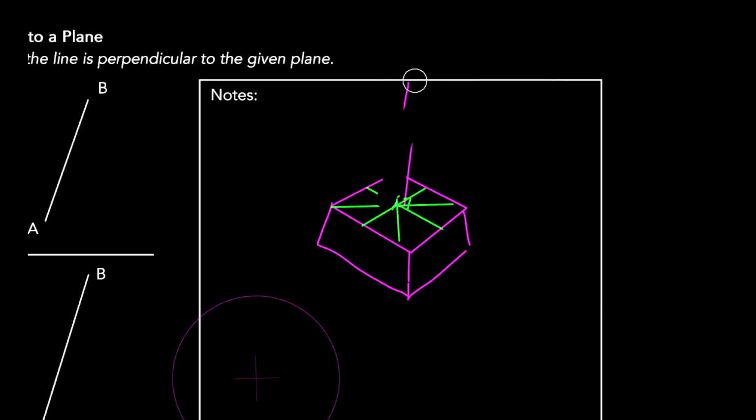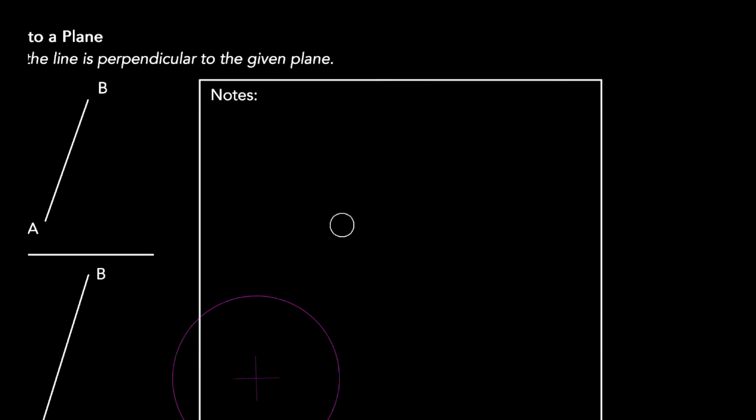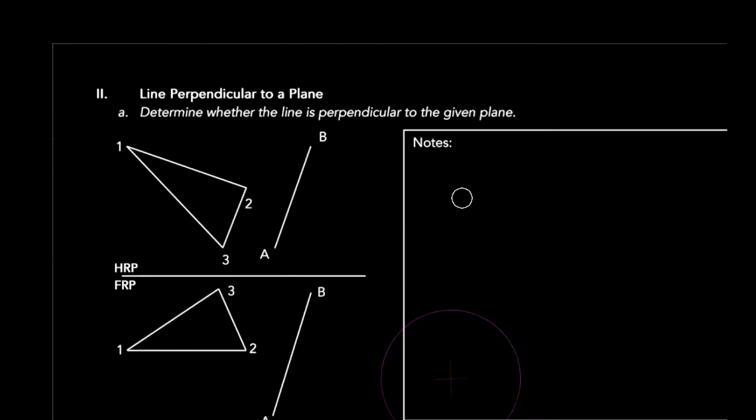So paano natin siya magagamit? So if all lines contained in the plane are perpendicular to the line, then we only need to find one. If you can find one line that is truly perpendicular to the given line, then all of the lines contained in that plane are also truly perpendicular, which means that the plane is also truly perpendicular to the given line.